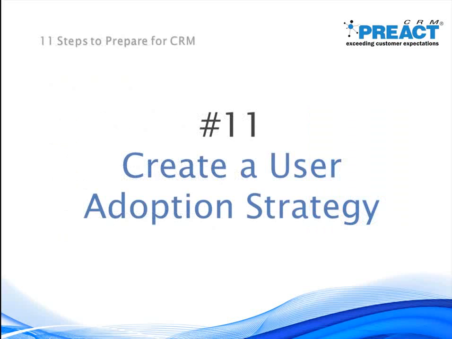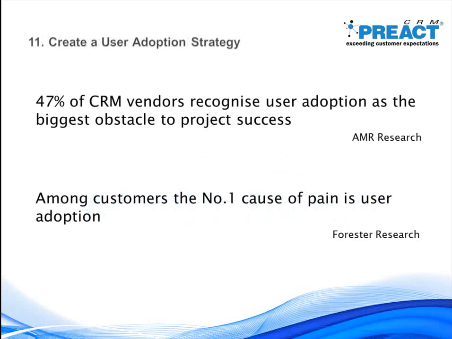Step 11. Create a user adoption strategy. Now this step really follows on from step 10, which was assessing the risks, because one of the major risks in any CRM project is the risk of low user adoption. 47% of CRM vendors, that's people like us at Preact, recognize user adoption as the biggest obstacle to project success. And customers recognize that user adoption as the #1 cause of CRM project pain.